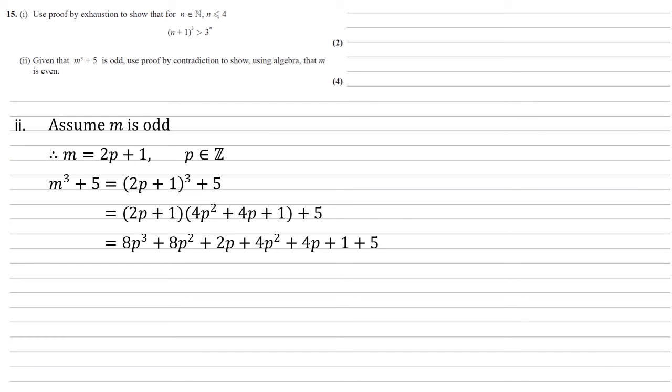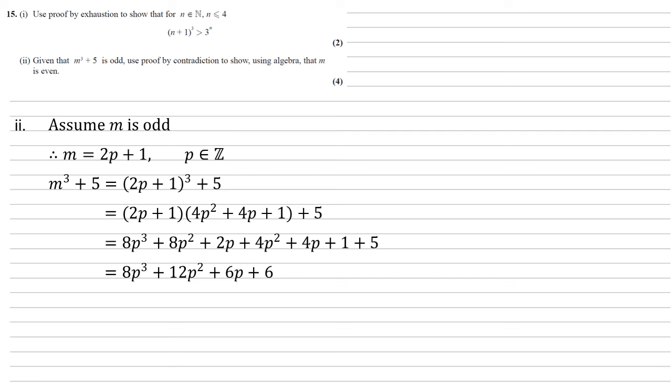So we've got 8p cubed plus 8p squared plus 2p from the 2p times everything, plus 4p squared plus 4p plus 1, plus the 5 on the end. So this all comes together to make 8p cubed plus 12p squared plus 6p plus 6.